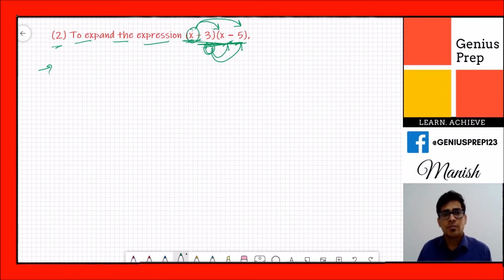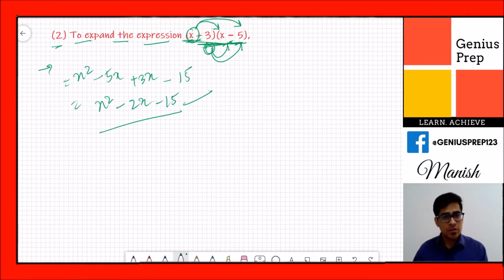So first, x multiplied by x is x square, x multiplied by minus 5 will be minus 5x. Then plus 3 multiplied by x will be plus 3x, then plus 3 multiplied by minus 5 will become minus 15. So this will be the equation: x square minus 2x minus 15 is another form of this equation.